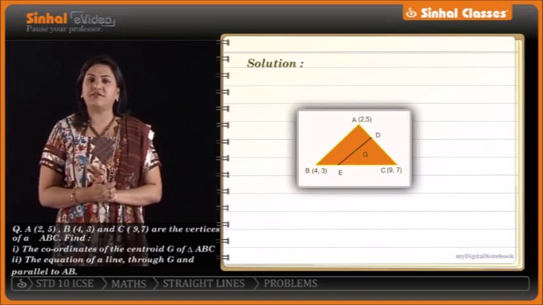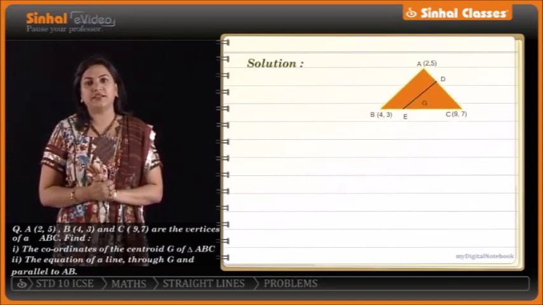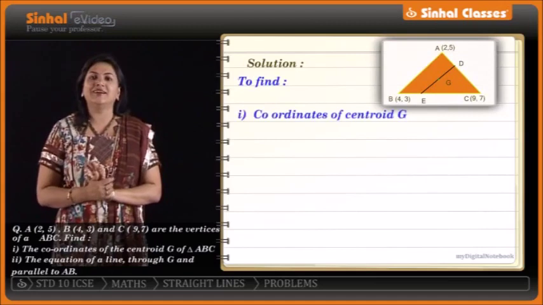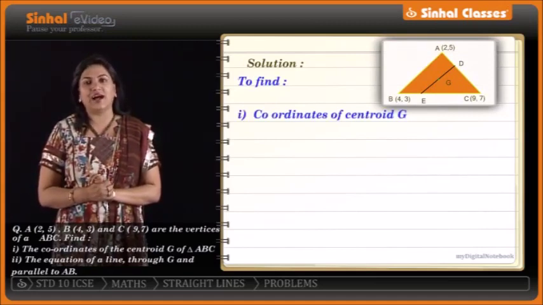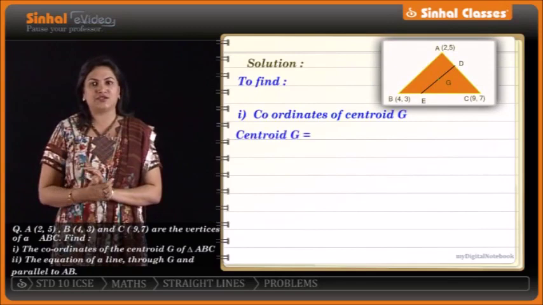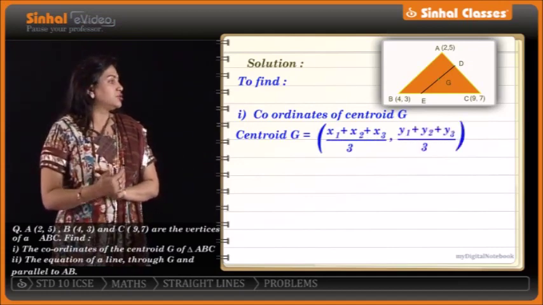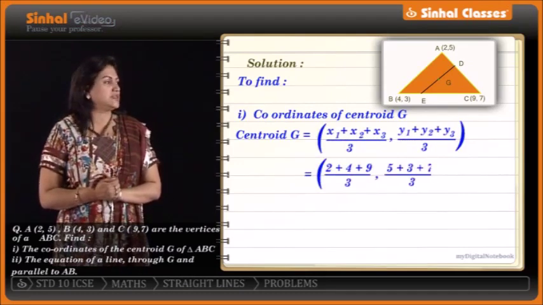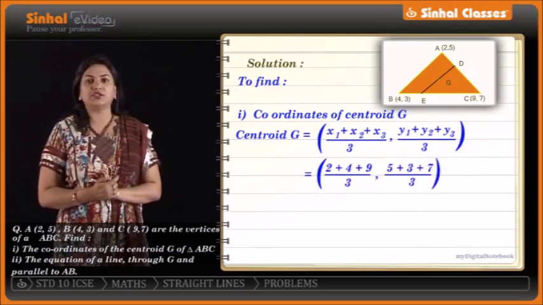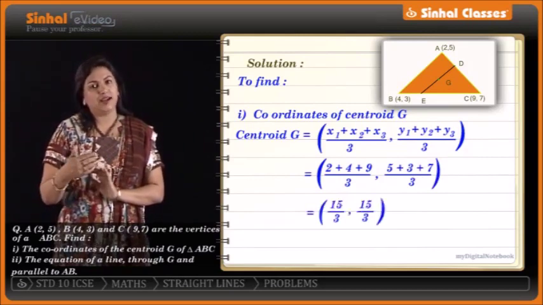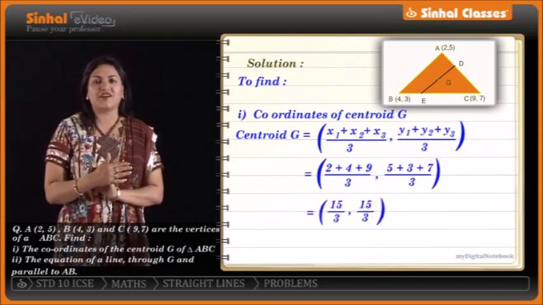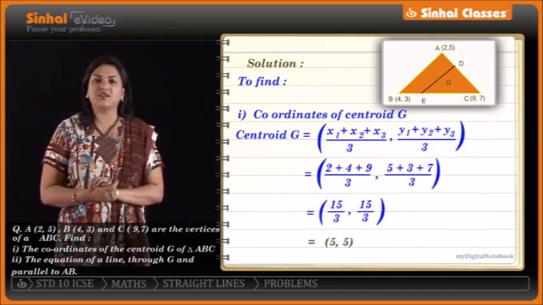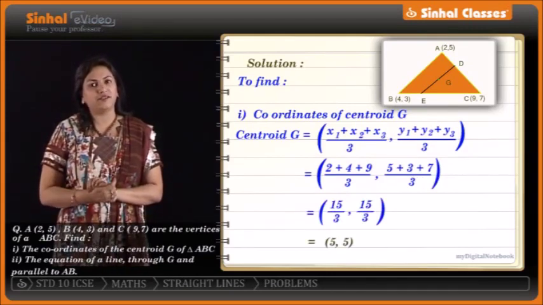Now in this we are asked to find the coordinates of the point G. Now we know that the coordinates of a centroid are given as (x1 plus x2 plus x3) upon 3 and (y1 plus y2 plus y3) upon 3. So we get (2 plus 4 plus 9) upon 3 and (5 plus 3 plus 7) upon 3. On simplification, 15 upon 3 and 15 upon 3, that is 5 and 5. So the coordinates of the point G are (5, 5).